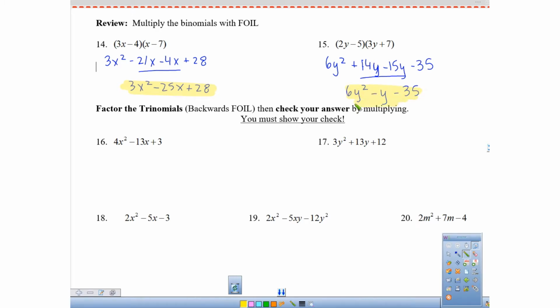Okay, now we're going to go backwards. We're going to go the other way. I'm going to do 17 first. I'm going to skip 16 and I'll come back to it and I'll explain why in a second.